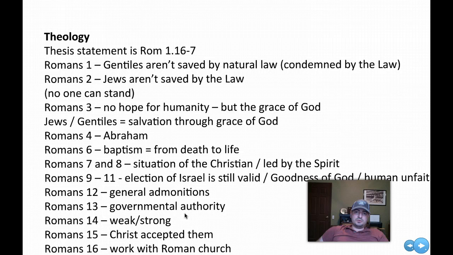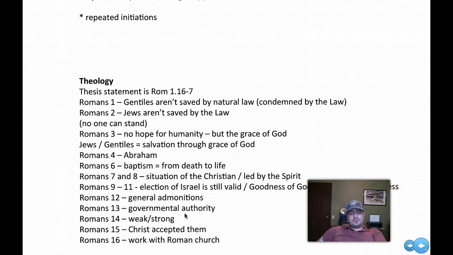And then in Romans 14, you have the argument of the weak and strong. In 15, Christ accepts both. And then in 16, it has work within the Roman church, all the people that are mentioned in Romans.